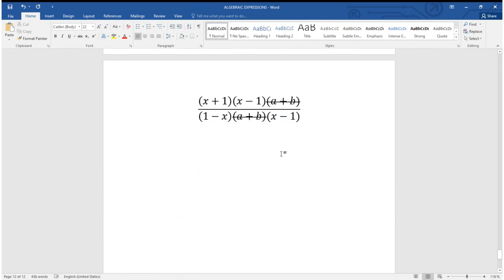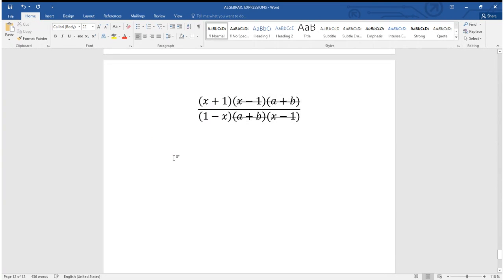Then what do I have? x minus 1 and x minus 1. I also cancel them. x minus 1 cancels with x minus 1. This is the only scenario where you can cancel, where there is multiplication and division, not where there is addition and subtraction. So in my answer here, I'm left with x plus 1 over 1 minus x. In this example, x plus 1, x is positive, x is negative.